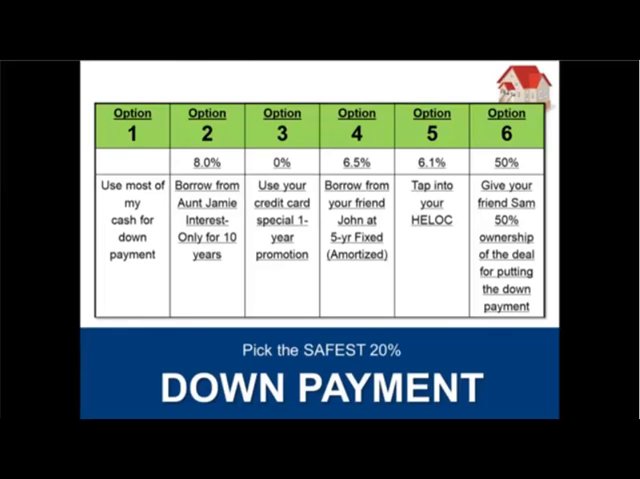So obviously the answer is option 6, which is 50%. And once again, when we pick 50% here, it's just an example. It could be 40%, it could be 30%. That's not the issue. The key point here is that you want to structure it as an equity partner.